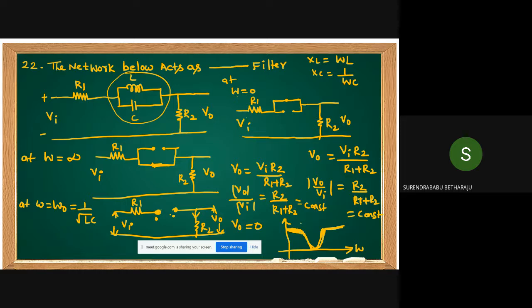This is the band of frequency. That band of frequency is allowed or stopped? This band of frequency becomes 0. At resonant frequency, the output is 0. Output is 0 means it is allowing the band of signals or stopping the band of signals? It stops the band of signals.